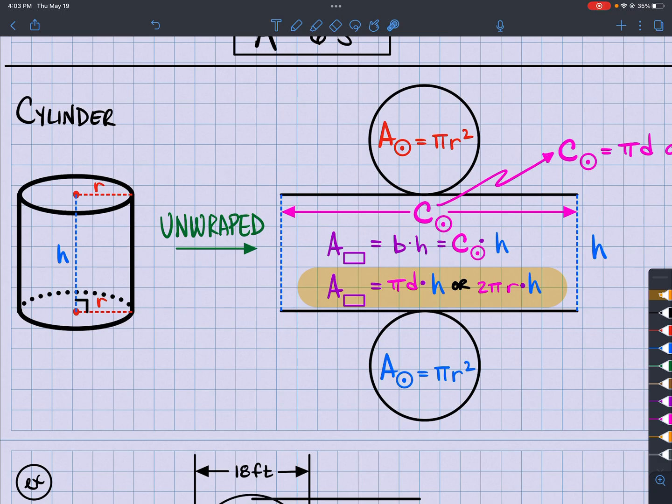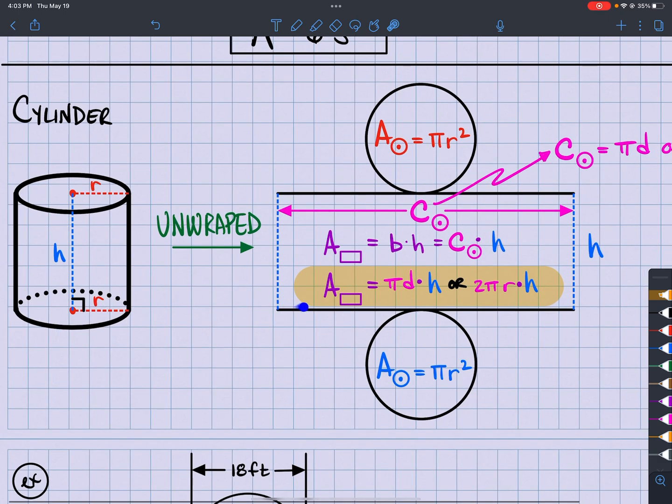Well, with that being said, this is a rectangle, but what do you notice? That this right here, which is the base of this rectangle, wraps all the way around that circle. So what wraps all the way around the edge of the circle? That would be called the circumference. So that's why you see it here. So the length of this rectangle is the circumference of the circle.